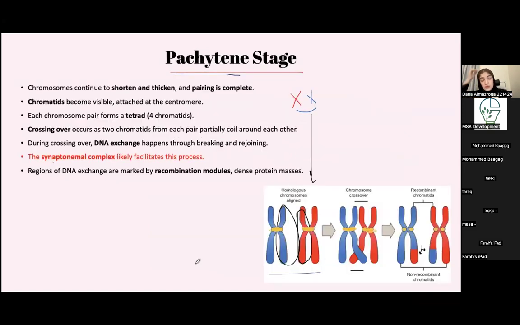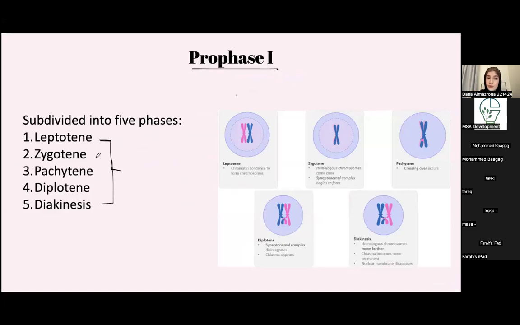So a question can also come and ask you, which structure facilitates the process of crossing over, then it would be the synaptonemal complex because it's keeping them close together, allowing crossover to take place. Another important thing to remember is that crossing over can happen in Pachytene stage or prophase 1. So the answer can be either Pachytene or prophase 1. Why? Because Pachytene is a subdivision of prophase 1. And it's actually more high yield to say it happens in prophase 1 than saying Pachytene stage. But remember them both for the sake of your lecture.